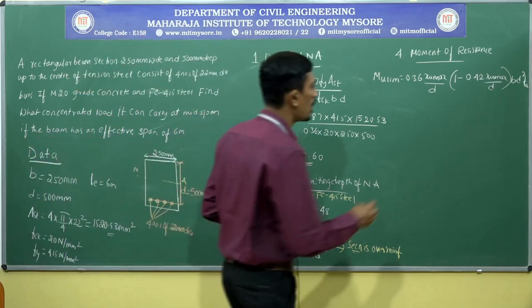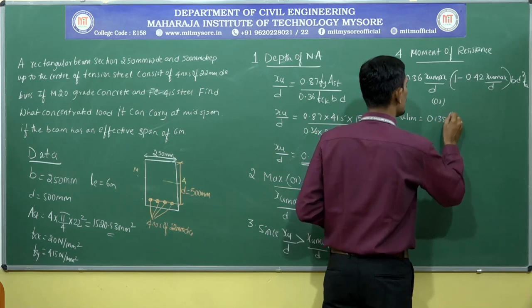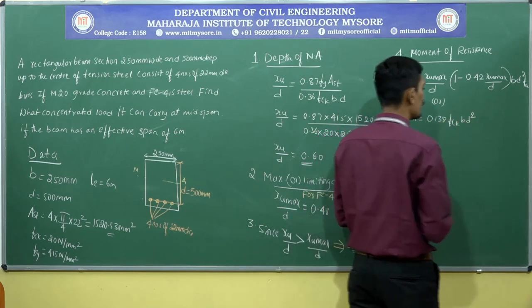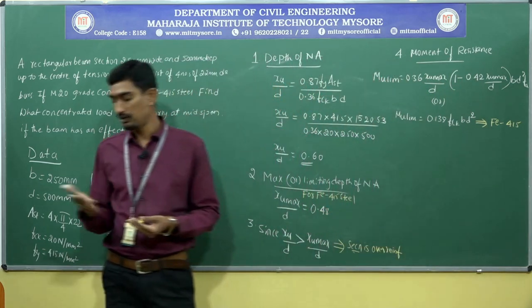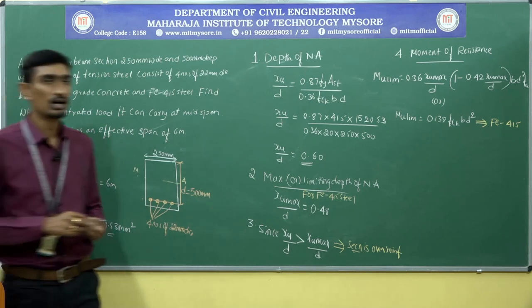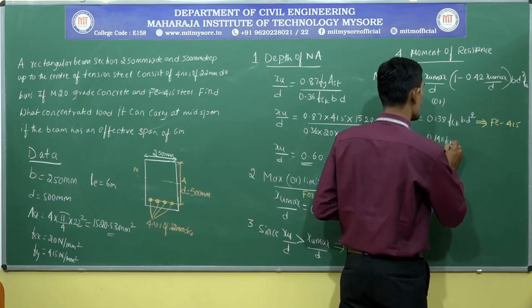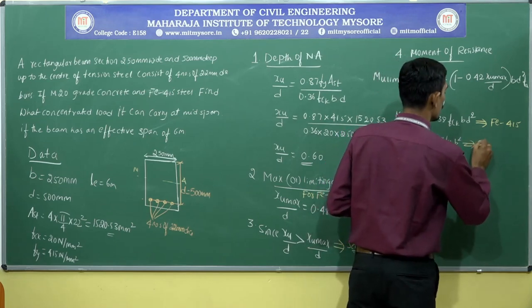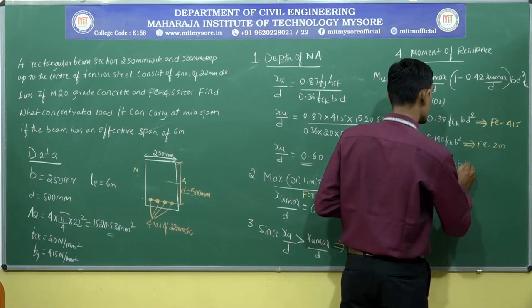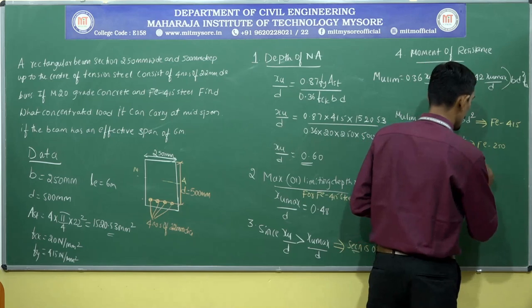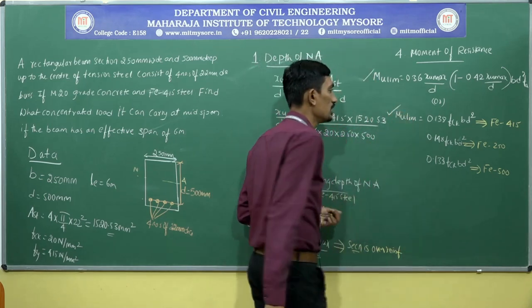This is the formula you can use, or you can go ahead with a few more formulas. Mu lim equal to 0.138 fck b d square. So this formula holds good for Fe 415 steel. In the same way, if it is for some other type of steel, for example, if it is Fe 250, it will be 0.148 fck b d square. If it is for Fe 500, 0.133 fck b d square for Fe 500 steel. Okay, so these are all the formulas. So now we can use this formula or you can use this formula.